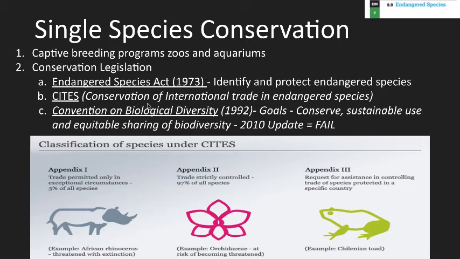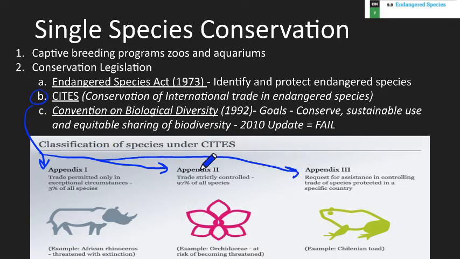CITES is also this thing called the Convention on International Trade in Endangered Species. CITES is really important because it takes these organisms and puts them in three major appendices that we can categorize organisms as, right? So trade is permitted in 1, trade is really controlled in 2, and request for assistance in controlling the trade of the species is 3. All right. So it's really important to understand that they set the stage for trying to prevent this illegal kind of black market demand for some of these organisms that had pressure.